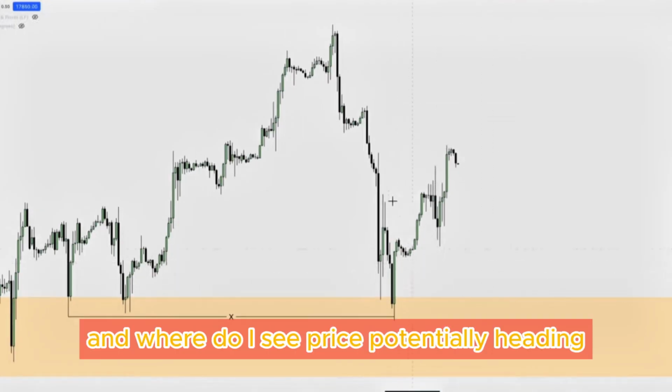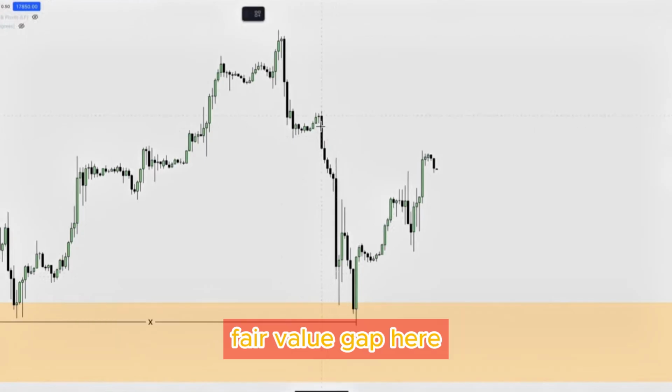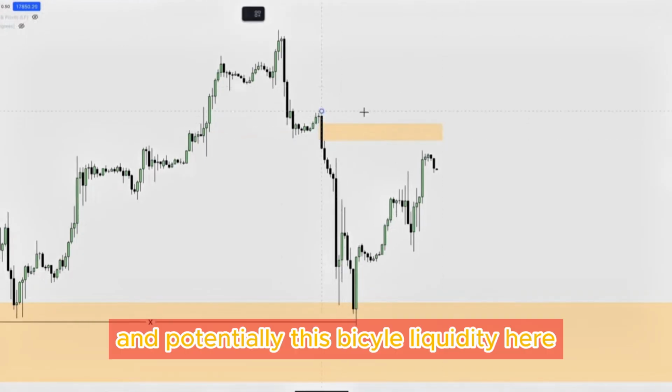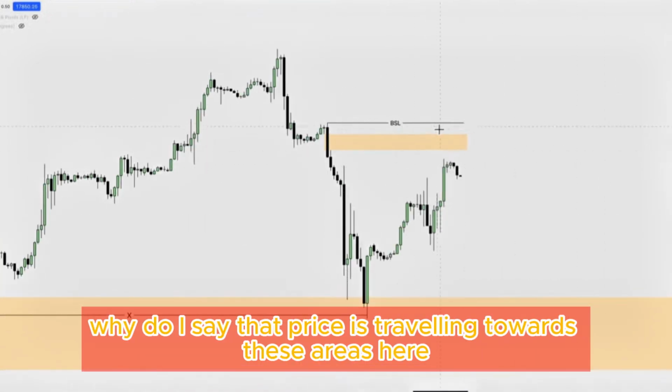And where do I see price potentially heading? I see price potentially heading towards this 1 hour fair value gap here, and potentially this buy side liquidity here. Why do I say that price is traveling towards these areas here?